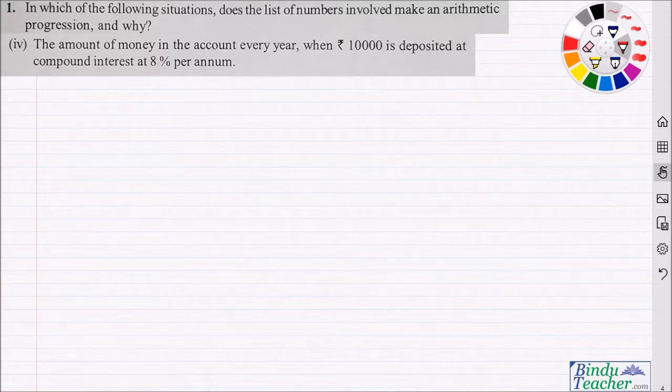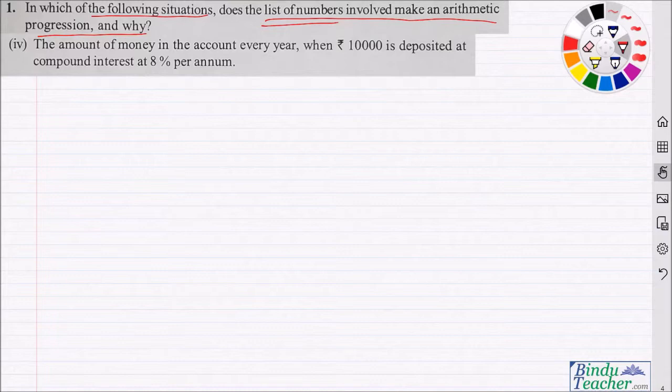Let's solve this question. In which of the following situations does the list of numbers involved make an arithmetic progression and why? So we have to look at the different situations, identify the list of numbers in it, and then see if that list of numbers makes an arithmetic progression. So let's look at the situation here.